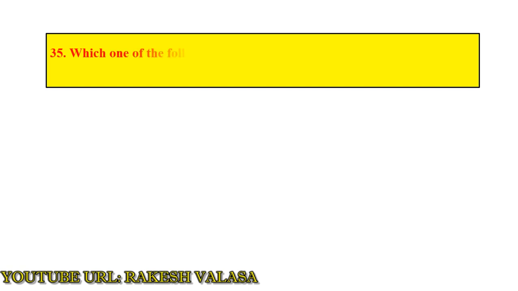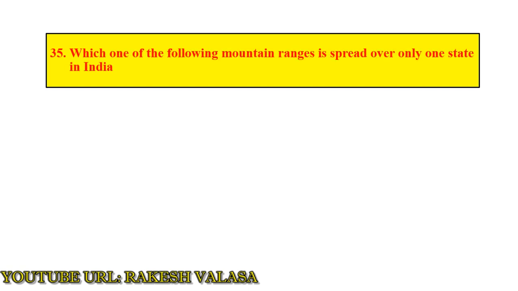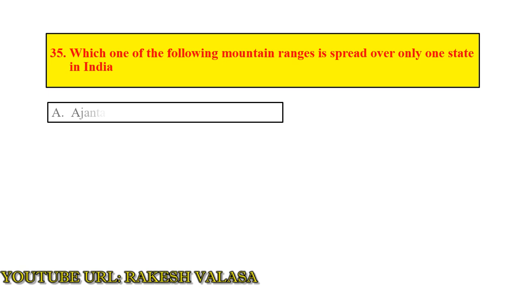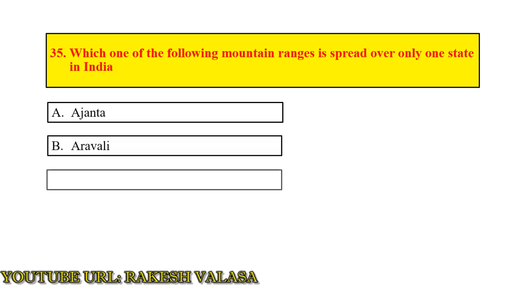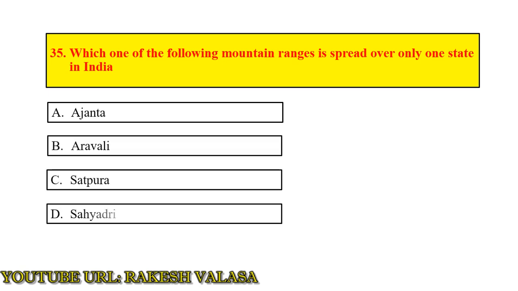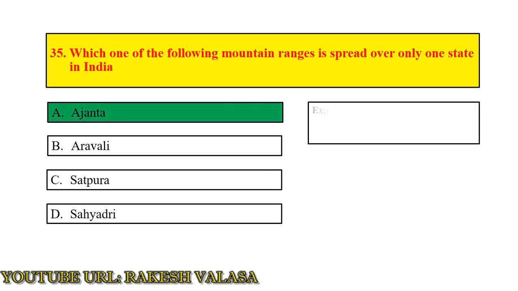Question number 35. Which one of the following mountain ranges is spread over only one state in India? Answer: Ajanta. Explanation: Ajanta mountain range is spread over only one state in India, that is Maharashtra.